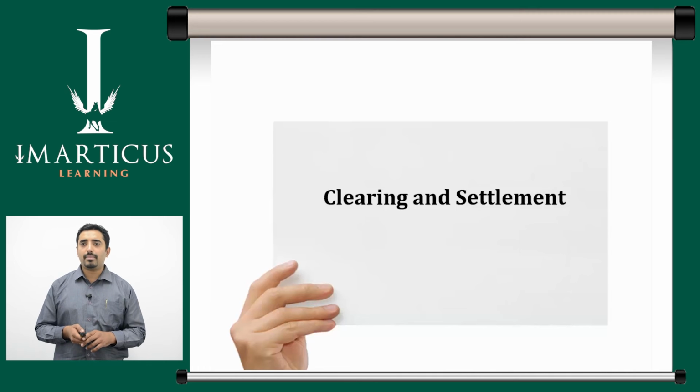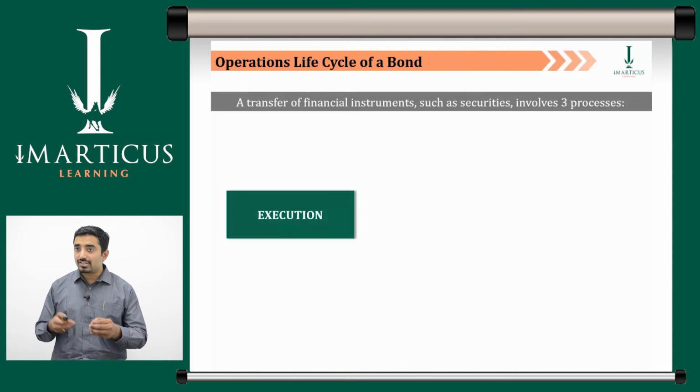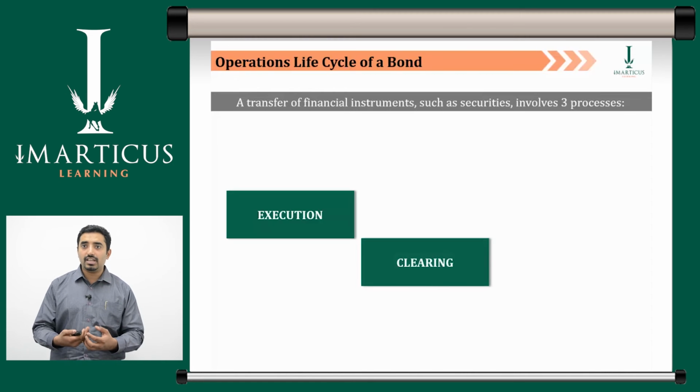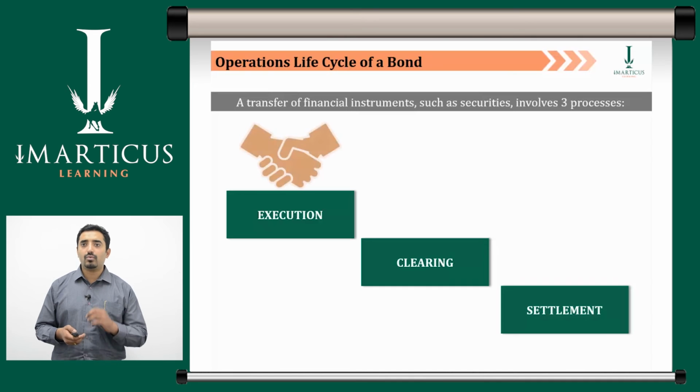Finally, we examine the clearing and settlement process for bonds. A transfer of financial instruments such as bonds involves three processes. First is execution, that is when the trade is made. Next is clearing and lastly settlement. Let's begin with execution. Here the buyer and the seller enter into a legally binding agreement for transfer of bonds to the buyer in exchange for money to the seller.